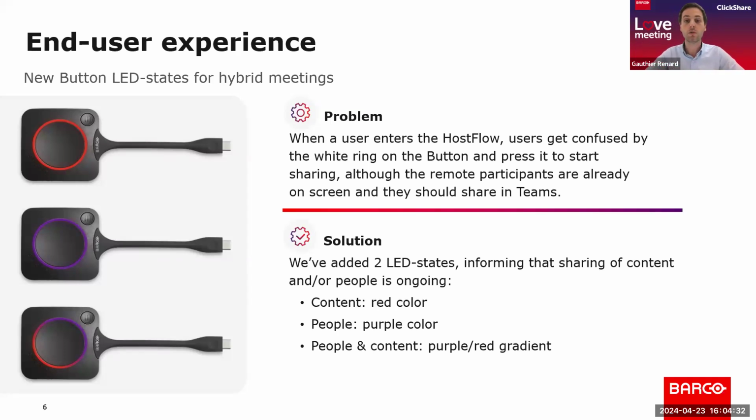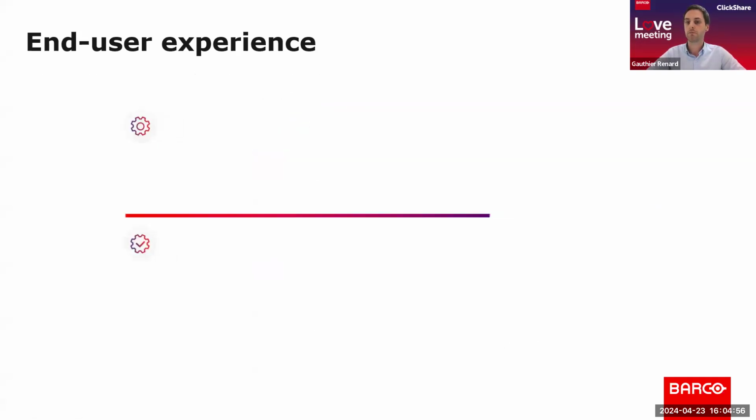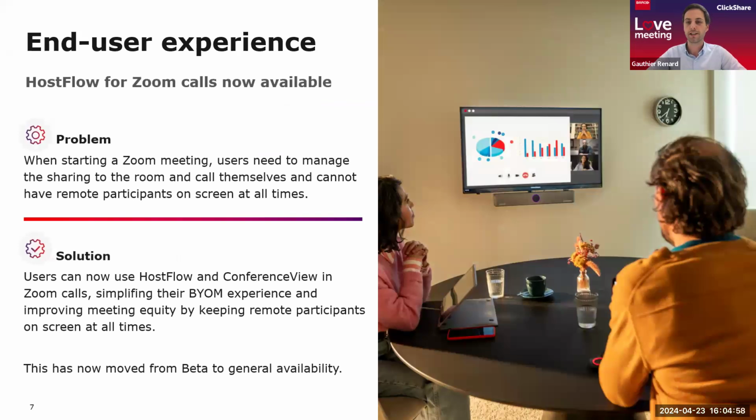If additionally you are sharing content both in the room and remotely, the LED state of the button will show both red and purple. This, of course, is to make it clearer, to make it more obvious to the end user what is going on with his PC and with the meeting room system. Talking about host flow, we have, taking some time to change a slide.